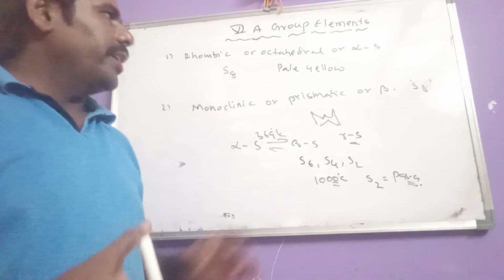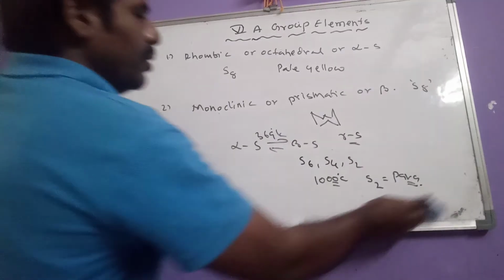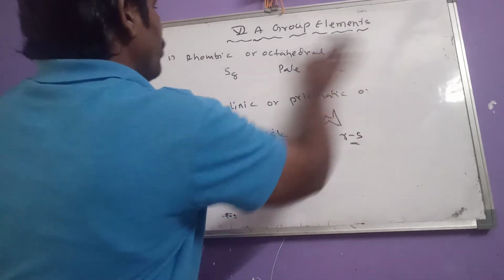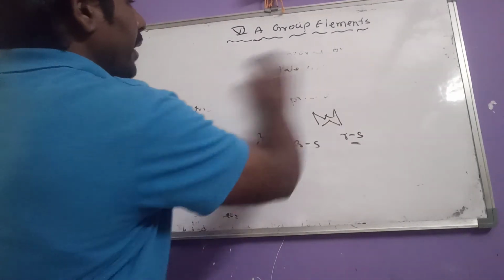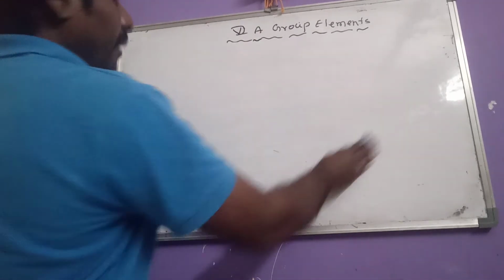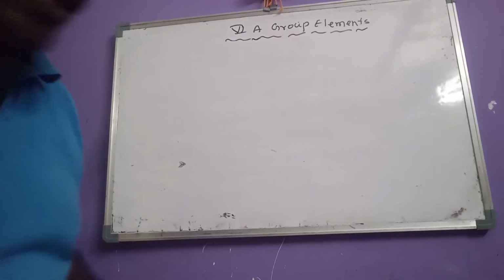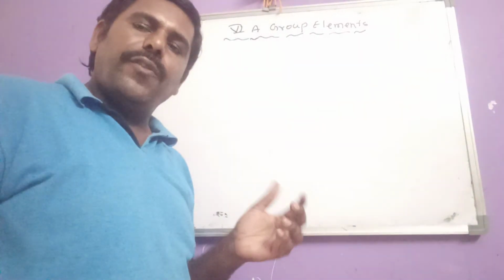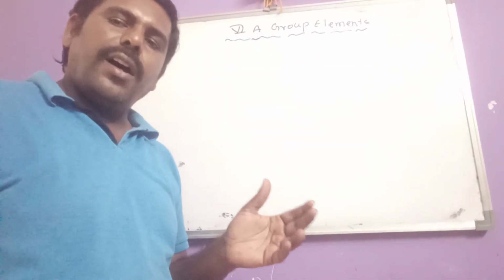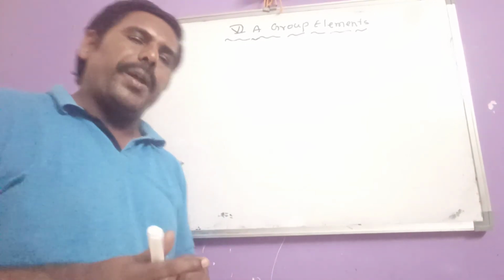Oxygen. So this is regarding allotropy of chalcogens or 6th A group elements. Then let us go for chemical properties of 6th A group elements. In chemical properties, first let us go for hydrides of 6th A group elements.